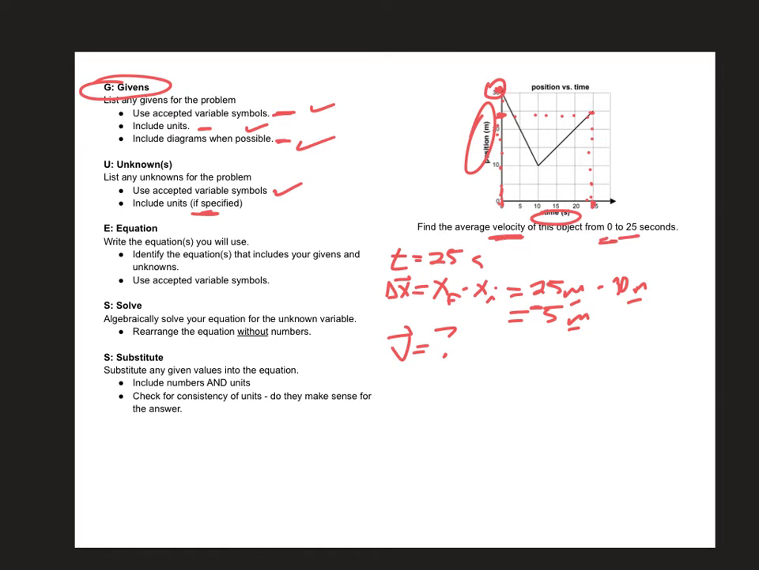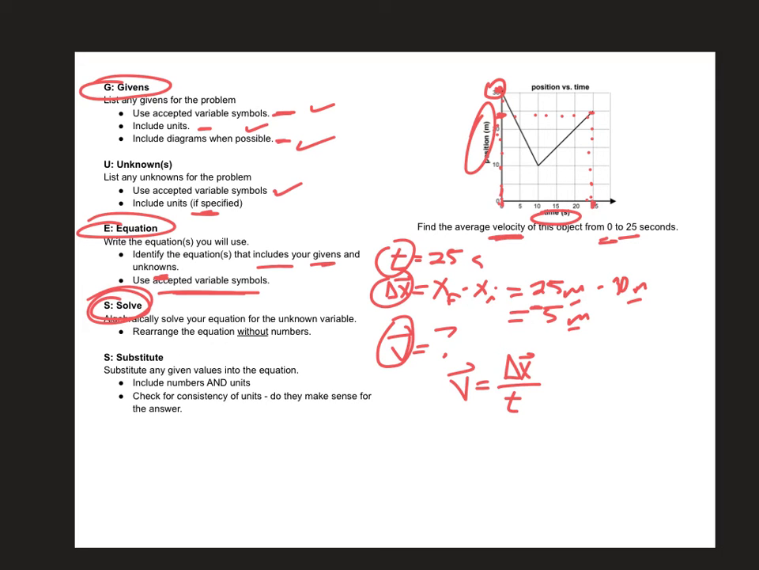All right. So now, on to my next step, writing the equation. I look for an equation that includes my givens and my unknown, and I use the variables that you've been taught in class. This is stuff that should be in your notebook and hopefully eventually on your note card. Well, I need an equation that ties together velocity, displacement, and time. Somewhere in my notes, somewhere on my note card, I should see that velocity is given by the displacement of that object with respect to time. So that's my equation. I used my standard, accepted symbols.